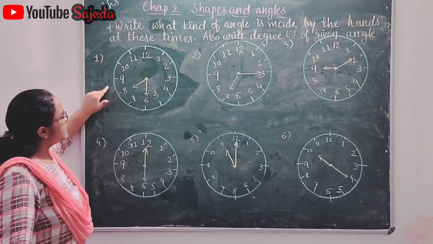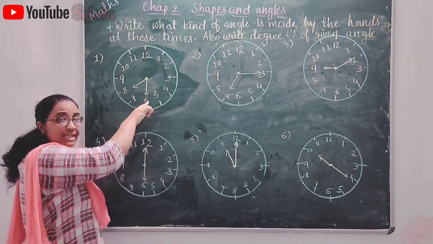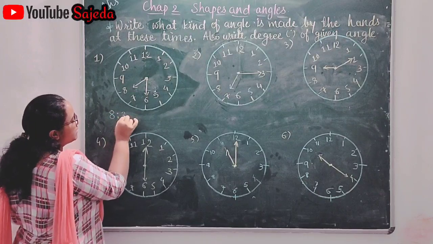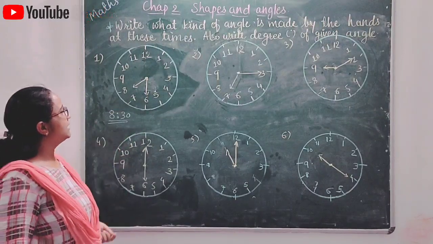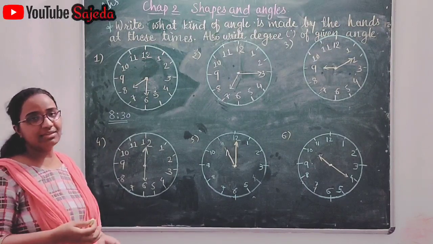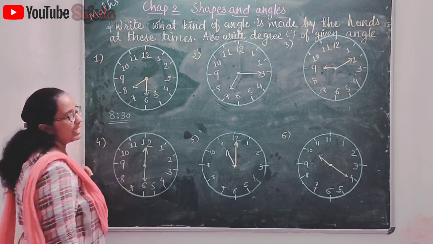Okay, now the first example is the one hand is on 8 and another hand is on 6. That means the time is 8:30. In this clock, this shows time 8:30. Now, we will first find out which type of angle is this. So, obviously, this is an acute angle.